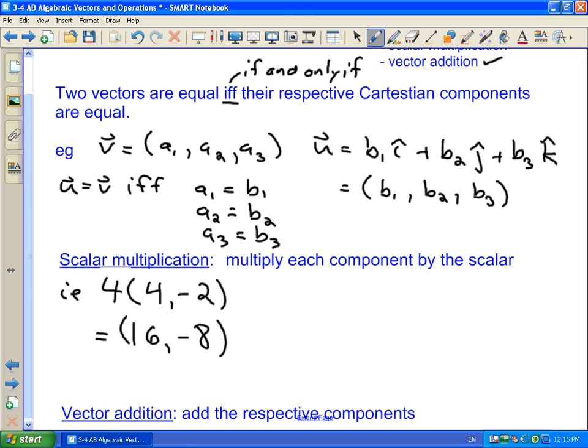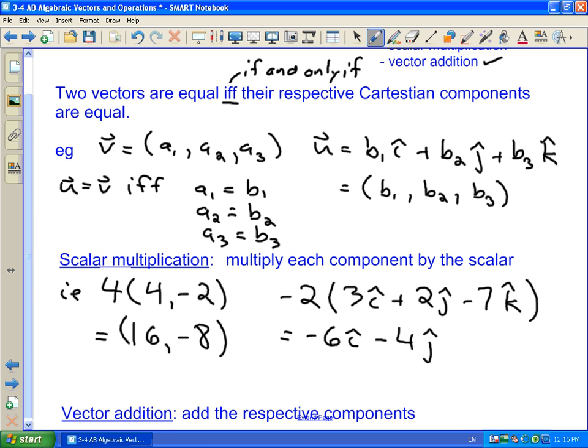Or if we had something in IJK notation, we could have something like 3i hat plus 2j hat minus 7k hat. Again, we just multiply each of those components by that scalar. So we would have -6 i hat minus 4j hat plus 14k hat. Okay? And this gives us both the magnitude and the direction of that new vector.